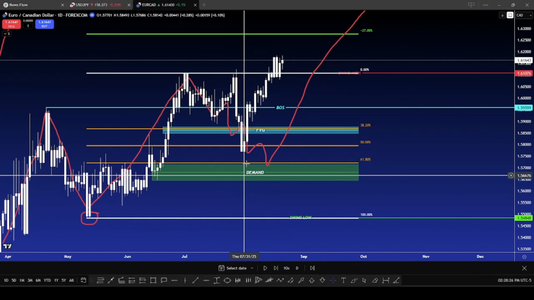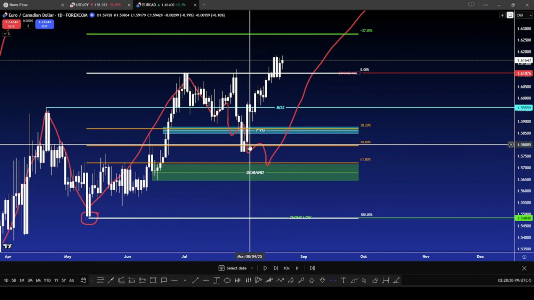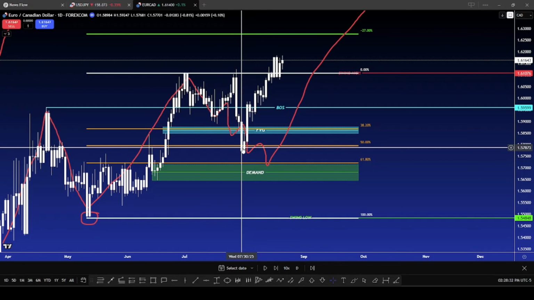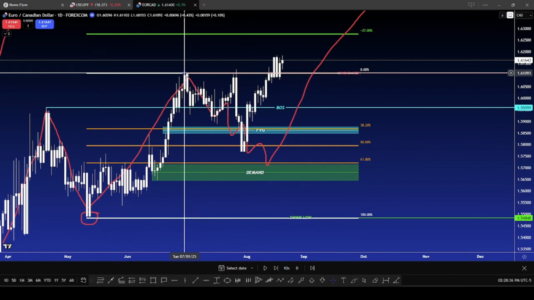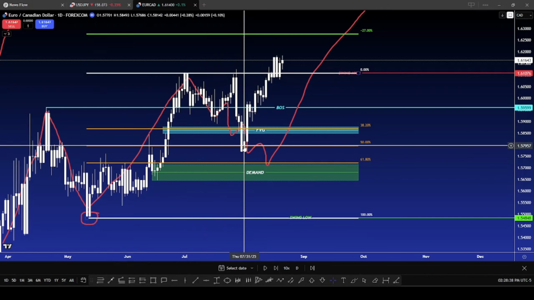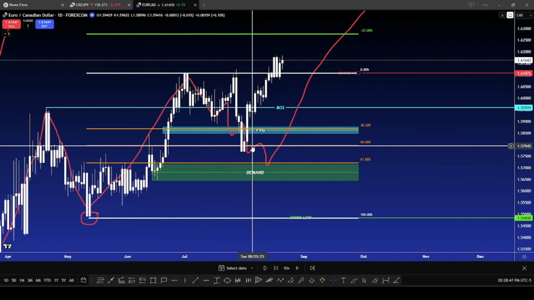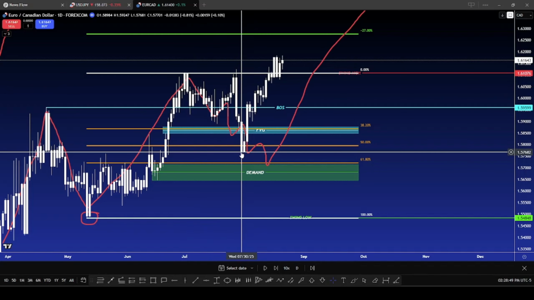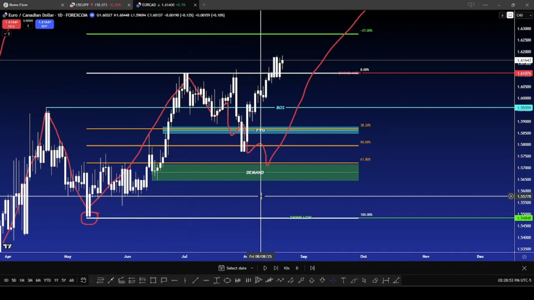All right, so basically what happened was we retraced to the 50%. Out of this move from this low to this high, coming back this far was 50% of that move. And that's what Fibonacci is all about, just giving you a percentage of how far price has made a retracement off of its previous run up or run down.